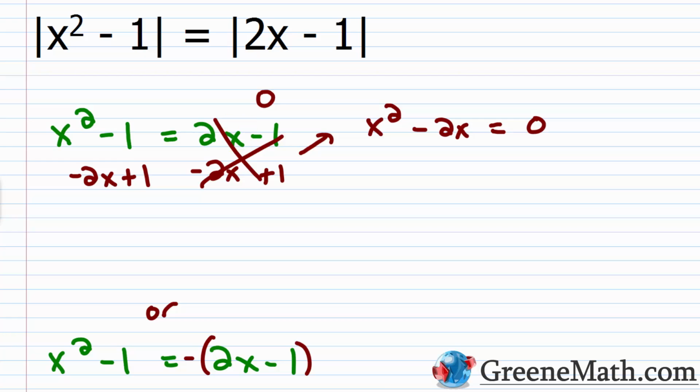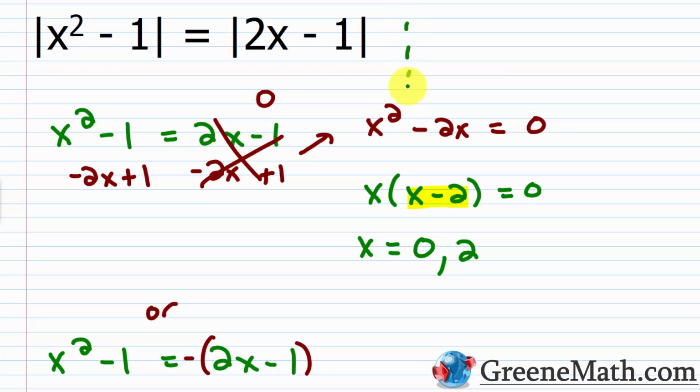I can quickly solve that with factoring. Pull an x out, you'd have x minus 2. So basically x could be what? It could be 0 or it could be 2, right? So x could be equal to 0, and I found that by setting x equal to 0. Or x could be 2. I found that by taking this factor x minus 2 and setting it equal to 0, so x would be 2. Okay, so those are the two solutions from there. So x equals 0 or 2.